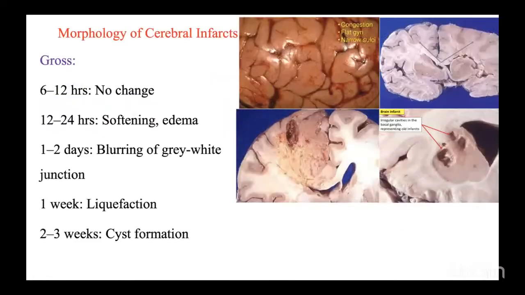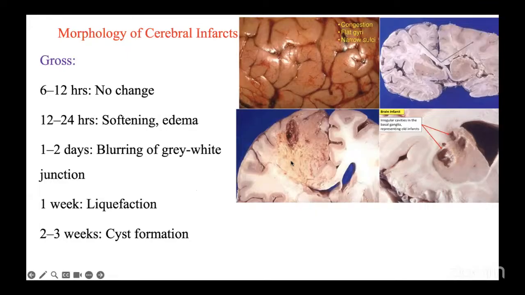Now, the morphology of the cerebral infarcts. How the cerebral infarcts look grossly and in the microscopy. Grossly, in 6 to 12 hours, we see that there is no change. And in 12 to 24 hours, there will be softening and edema. In the edema, we'll see flat gyri and narrow sulci. And in the next 1 to 2 days, there will be blurring of the gray and white junction in the brain grossly. Here, as we can see, there will be blurring of the gray and white junctions.